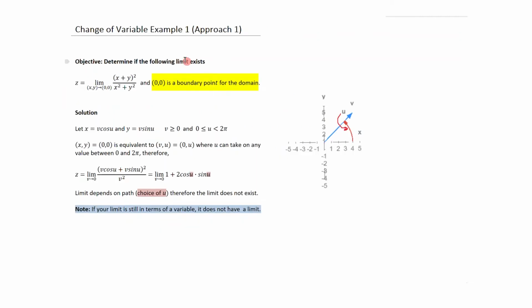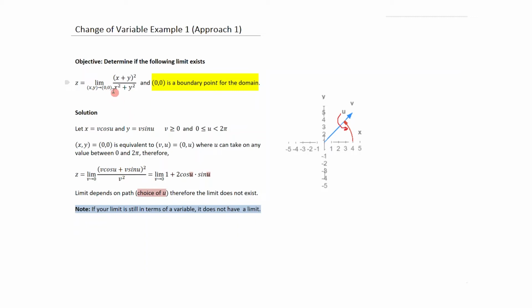Okay, so let's go through an example for approach 1, the change of variable example. The objective is to determine if the following limit exists. Z is the limit as (x, y) approaches (0, 0) of (x plus y) squared over x squared plus y squared. Judging by the function, it's clear that the denominator can't be 0, which occurs when x equals y equals 0. Hence, it's a boundary point for the domain.